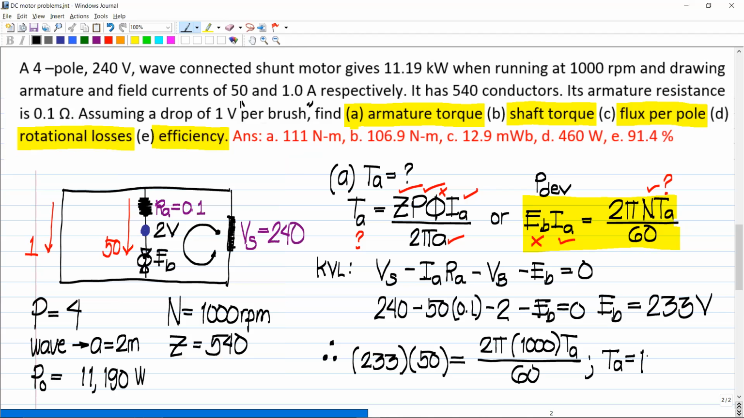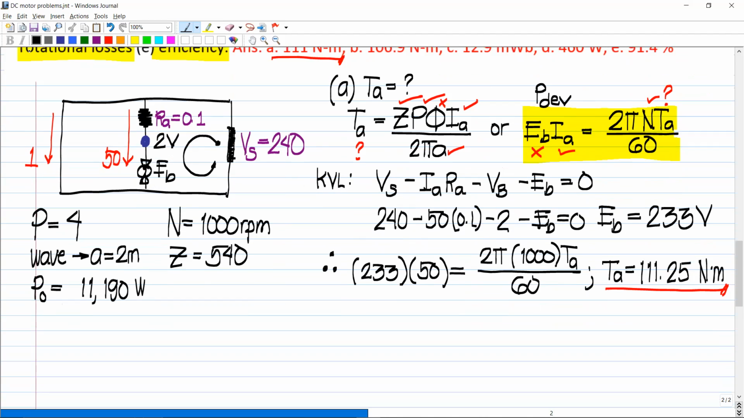111.25 Newton meter. So we now have the answer for letter A and that is our key answer. Next, kunin naman natin ngayon yung letter B, which is the shaft torque.